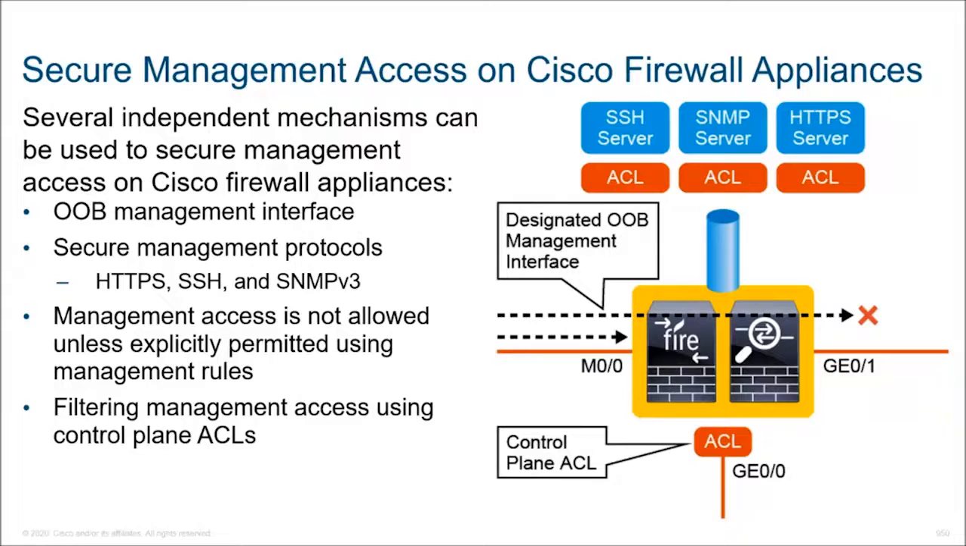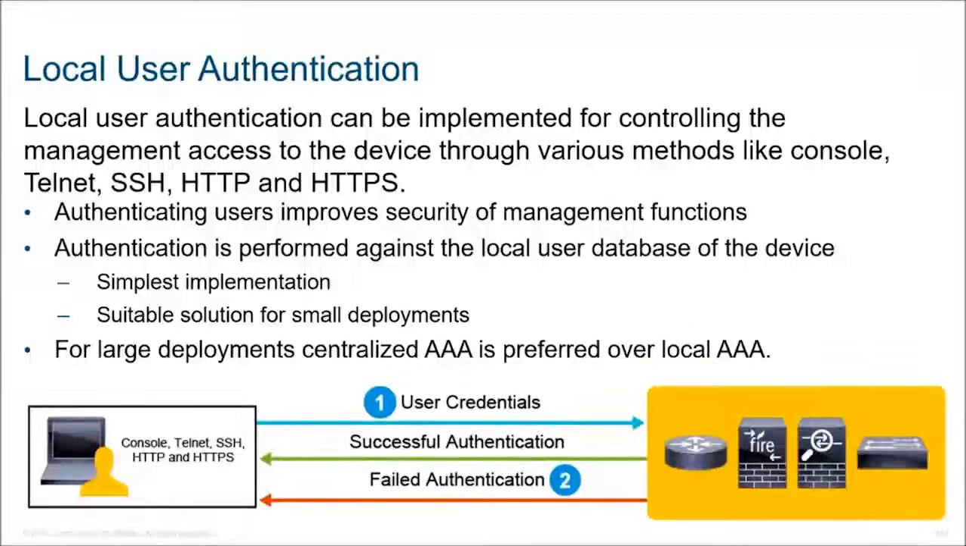So here are some reminders. Whenever possible, we have our designated out-of-band management interfaces in order to protect our management plane. Also, we generally want to prevent management access from anyone outside of the network unless otherwise needed. So filtering management access using control plane ACLs, we talked about those a little bit already.